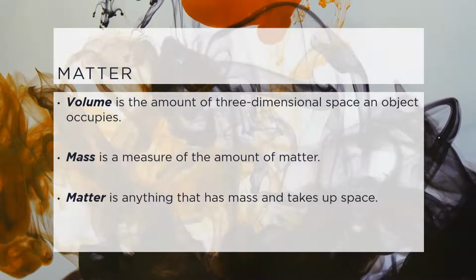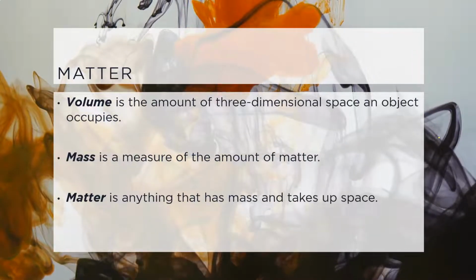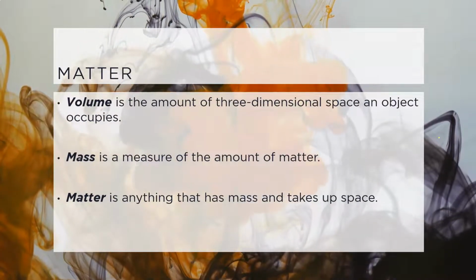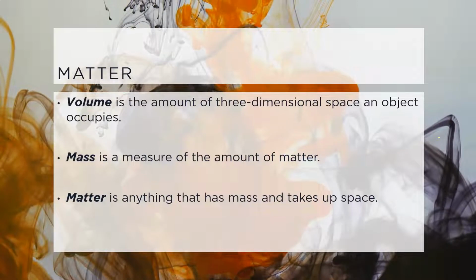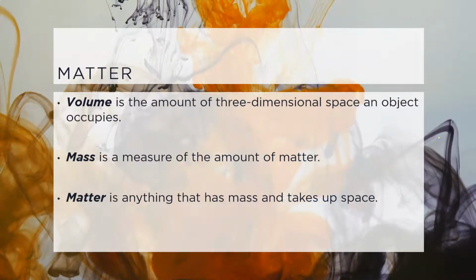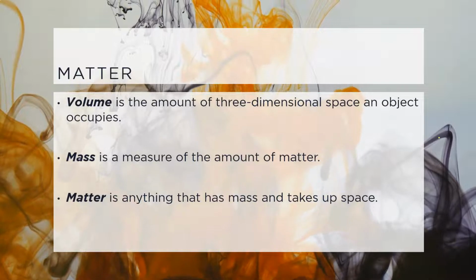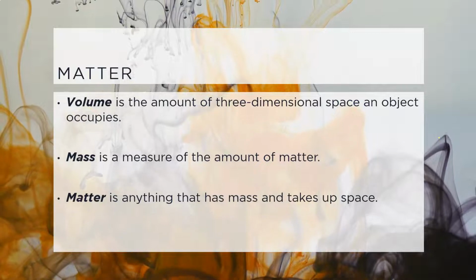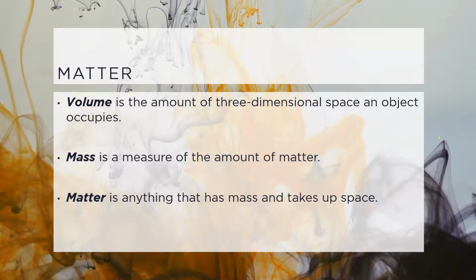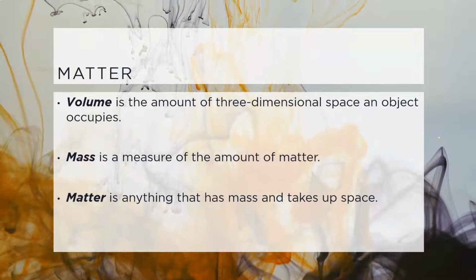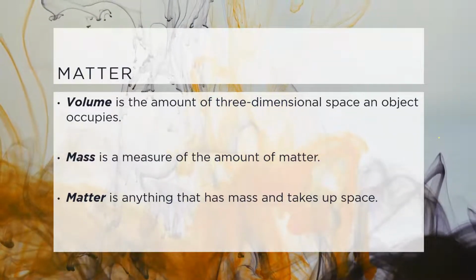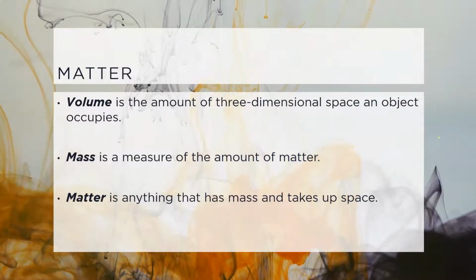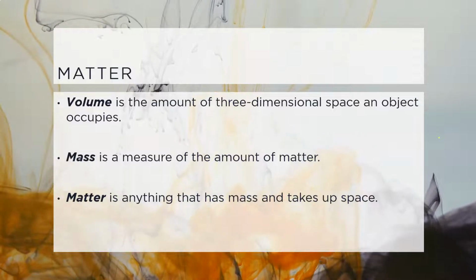Volume, on the other hand, is how much three-dimensional space an object takes up. So in the same way that I weighed a balloon, I could actually weigh a few paper clips, which take up much less space than a balloon, and I could find that they weigh about the same. So mass tells me how much stuff is actually there, whereas volume tells me how much room those objects are taking up. Now, just to make sure we have a definition of matter, matter is anything that has mass and takes up space. So if you have mass and you take up space, then you matter.